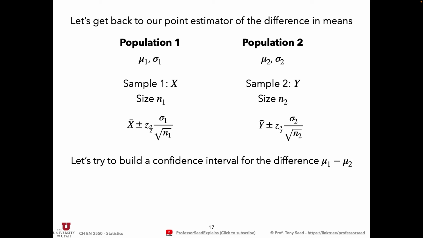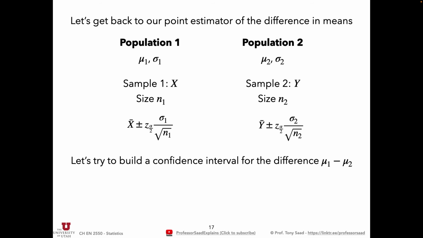Now I want to build a confidence interval for the difference between mu1 and mu2, which I'll call mu1 minus mu2. Remember that mu1 is between these two values here, and mu2 is between these two values. So this is another way of writing that confidence interval: mu1 is between X bar minus Z alpha over 2 sigma 1 over square root of N1 and X bar plus the same term, etc.